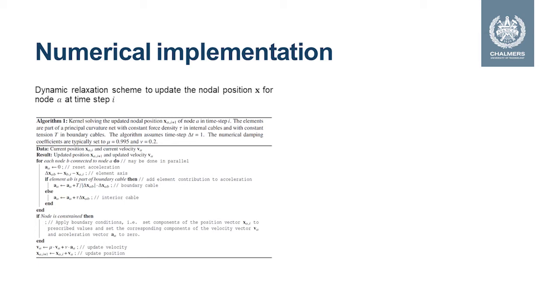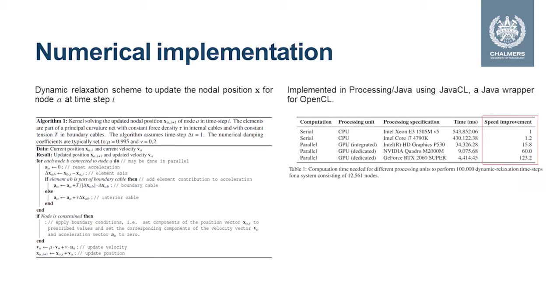Our numerical implementation relies on dynamic relaxation, and we have written a kernel that can compute updates for multiple nodes in parallel. This enables fast parallel computation on the GPU rather than slow serial computation on the CPU. Our tests show up to 15 times speed improvements for simple integrated GPU cards, and up to over 120 times using a dedicated graphics card.